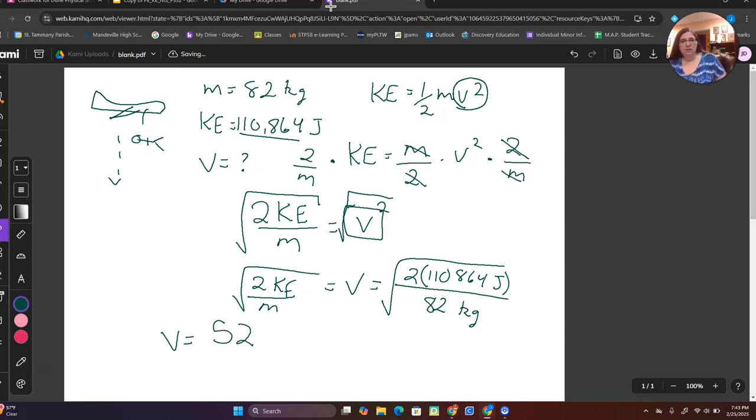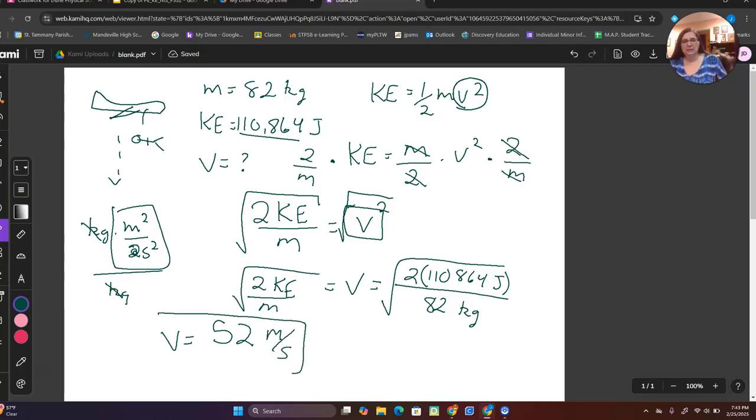And if we break down our units, remember joules is kilograms times meters squared over seconds squared. And then I'm dividing that by kilograms, which means my kilograms are canceling out, leaving me with meters squared over seconds squared. But then I take the square root, which gives me meters per second as my speed. All right.